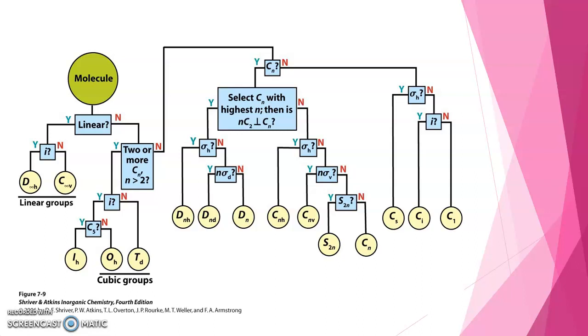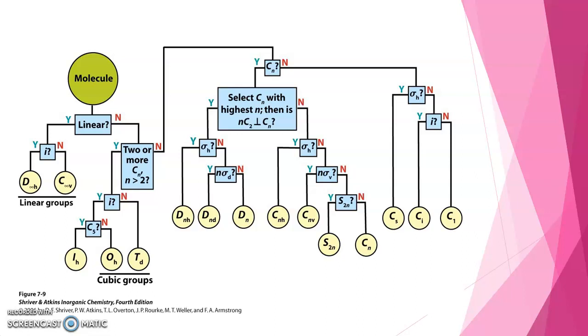If such a plane is lacking, then we go to the improper axis of rotation, that is S2n. If the molecule has S2n, then the point group of the molecule is also S2n. Otherwise, the point group of the molecule is Cn.